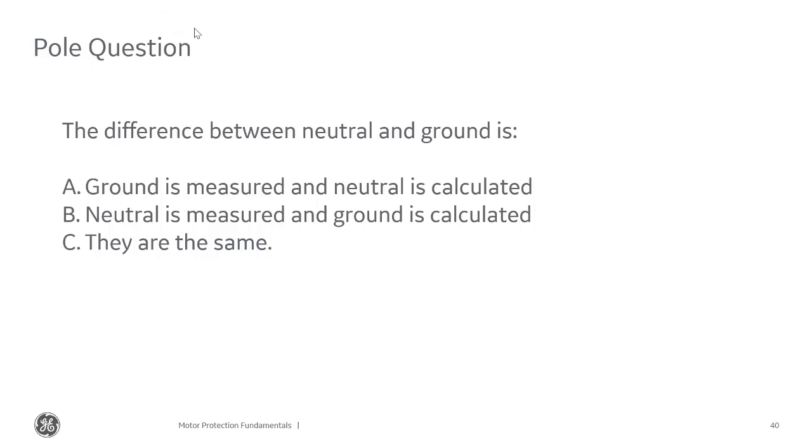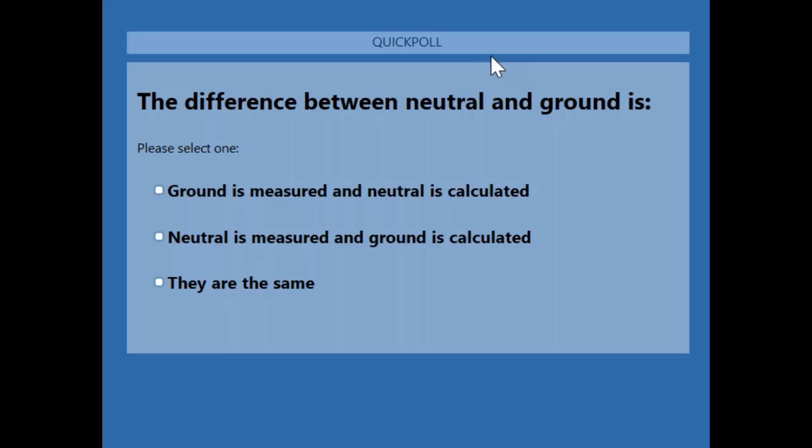So the next poll basically is, the difference between neutral and ground is A, ground is measured and neutral is calculated. B, neutral is measured and ground is calculated. Or C, they are the same. Okay, and let's see if I can see the poll results as they're going on.